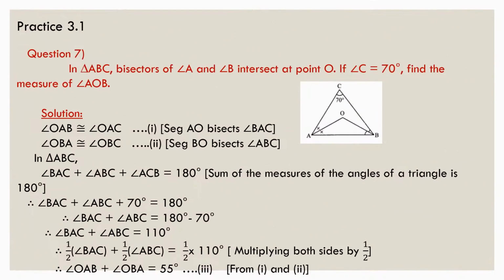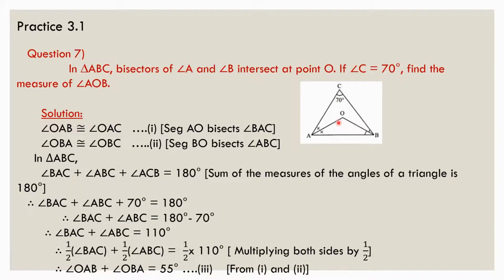Question number 7. In triangle ABC, the bisectors of angle A and angle B intersect at point O. If angle C is equal to 70 degrees, find the measure of angle AOB. The figure is already given. This is angle C, 70 degrees. We have to find this angle AOB.